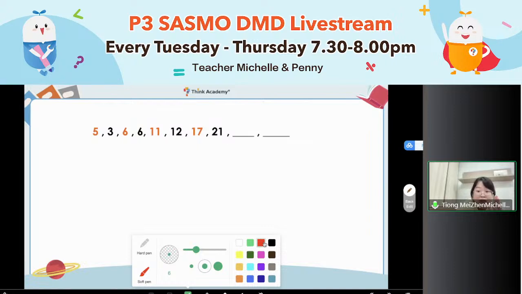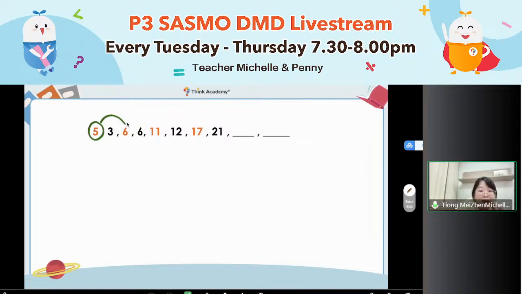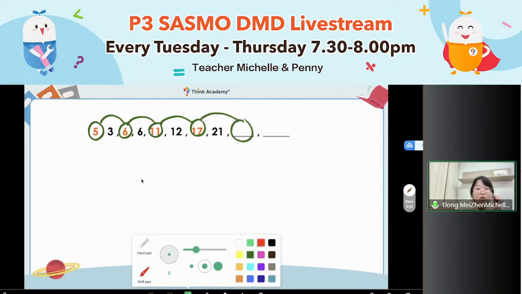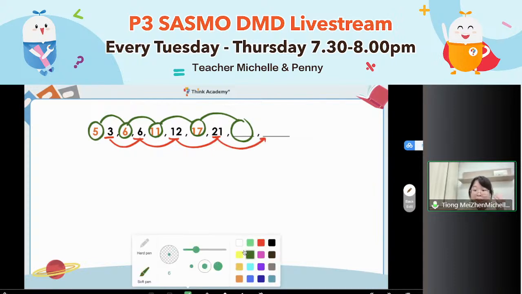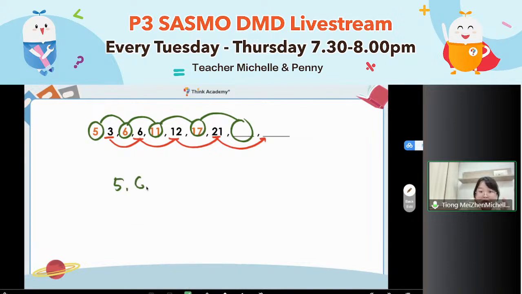Try the first one. Pick one number, skip one number. Pick one number, skip one number. Then skip. The next one will be here. Next term: you use two different colors to label it. The next one, 3, 6, 12, 21, and the next term will be here. Write down the sequence. My advice is write down the sequence. 5, 6, 11, 17. What is the next term? Then the second sequence will be 3, 6, 12, 21. And what is the next term?